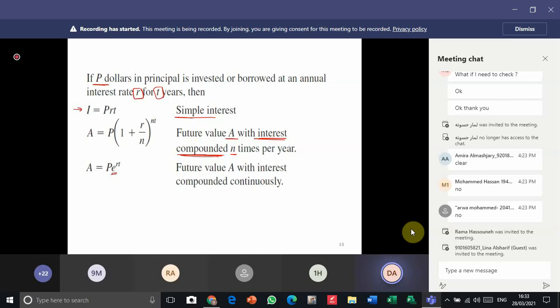we can use this formula. But if we have interest compounded continuously, without a specific value of n times per year, we can use this one. So this is for continuous compounding, but if we have interest compounded n times, we can use this formula. But if we have simple interest, use this formula.